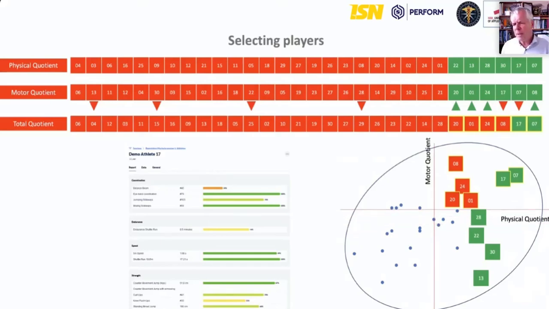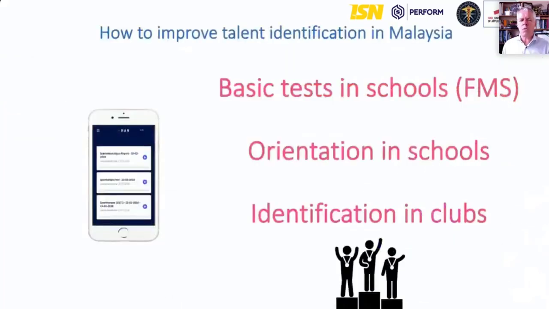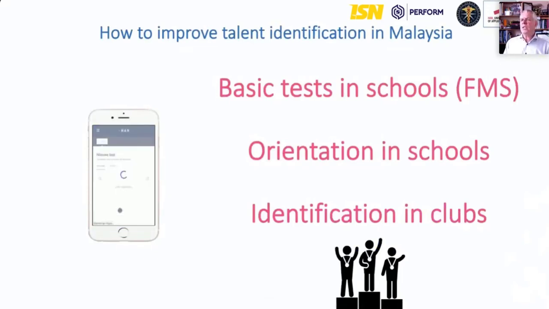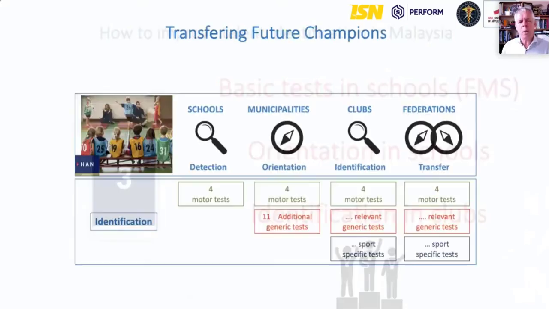Instead of keeping the green guys in your selection, we have a complete other selection. And it shows us that we have more potential in our group. So how can you improve this talent identification system in Malaysia? Well, first of all, again, look at the basic tests in the schools, try to find the best sport for your athletes, and try to identify them by using the right tools in your clubs as well.